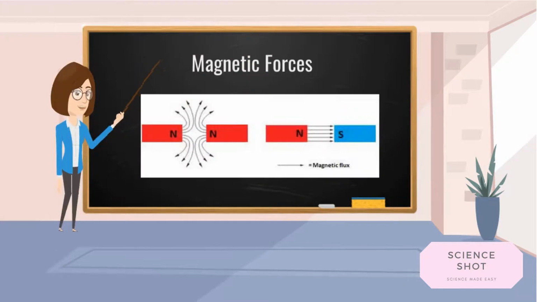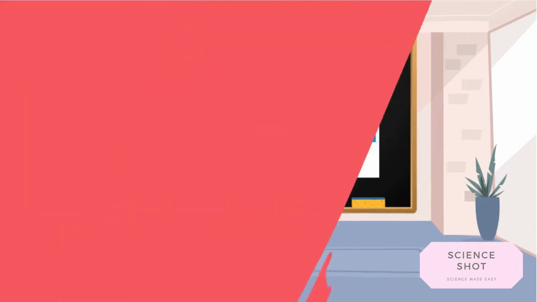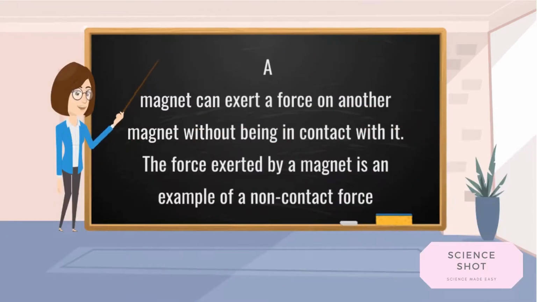Like poles of two magnets repel each other when we try to bring them closer. But when we try to bring the two unlike poles close to each other, they will jump and stick together. That is, unlike poles of two magnets attract each other. A magnet can exert a force on another magnet without being in contact with it. The force exerted by a magnet is an example of a non-contact force.